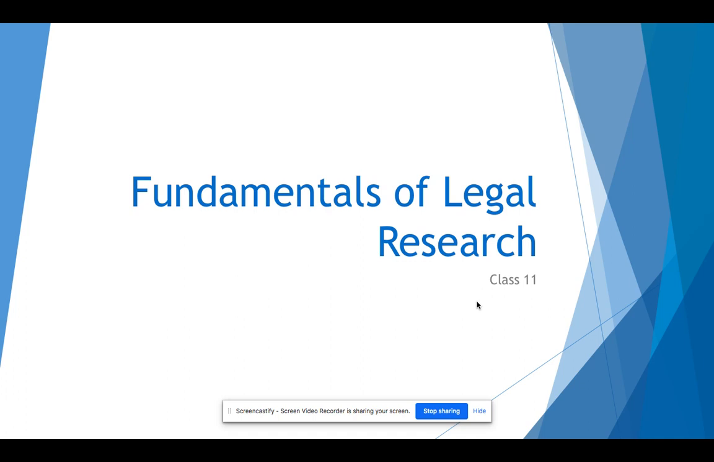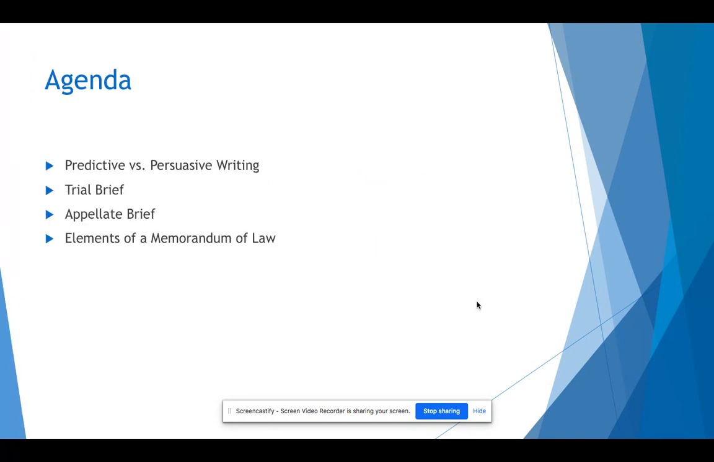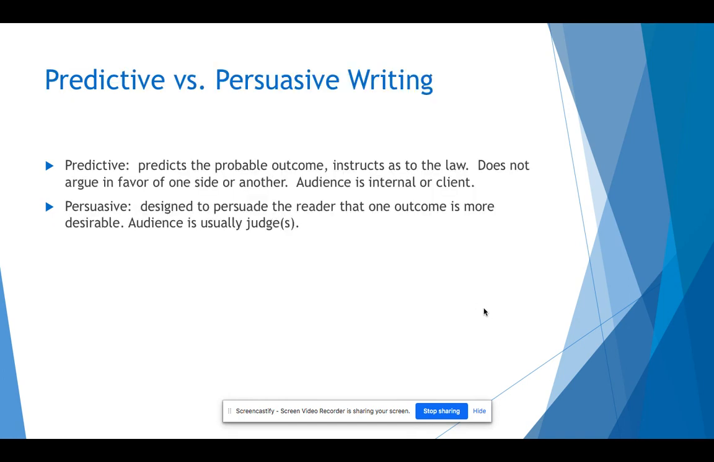Hey guys, we're here for class 11 of Fundamentals of Research, Legal Research. We're really going to be working on the elements of your memorandum and the differences between predictive and persuasive writing.